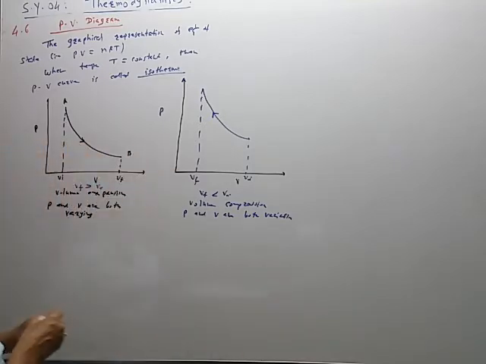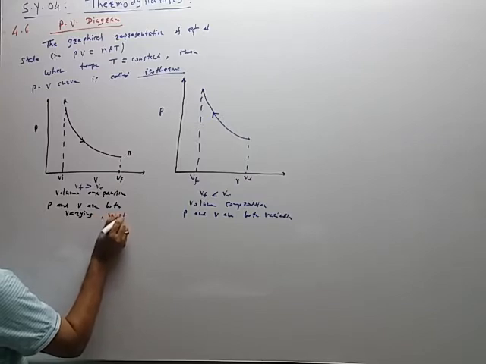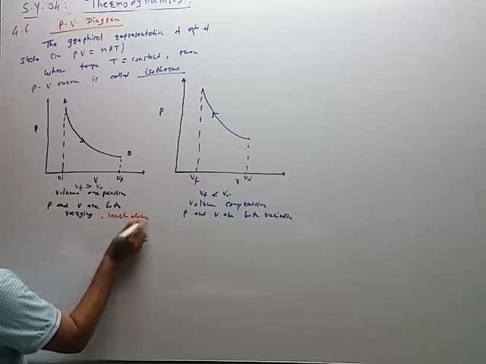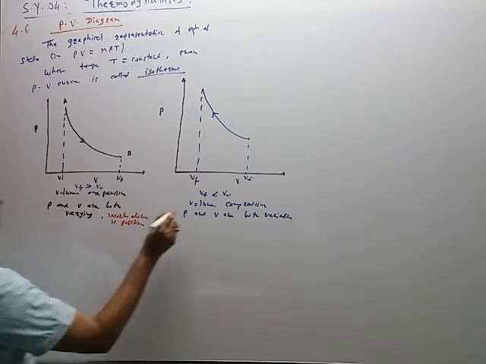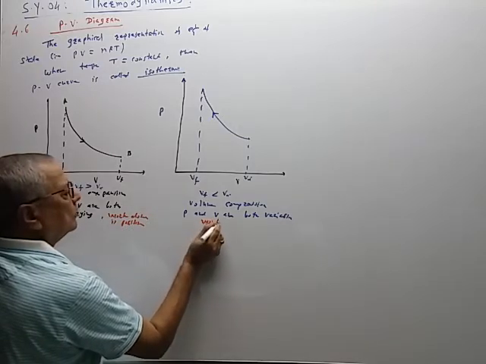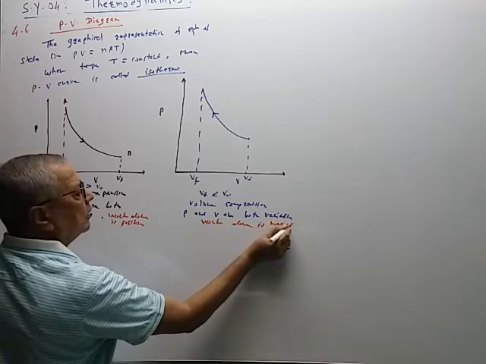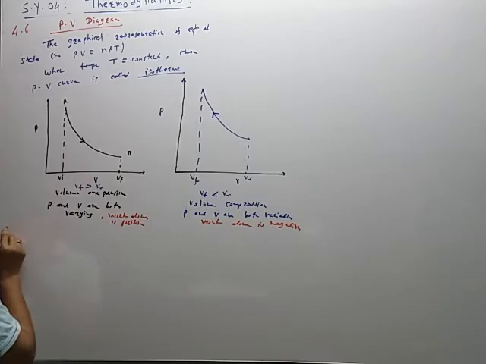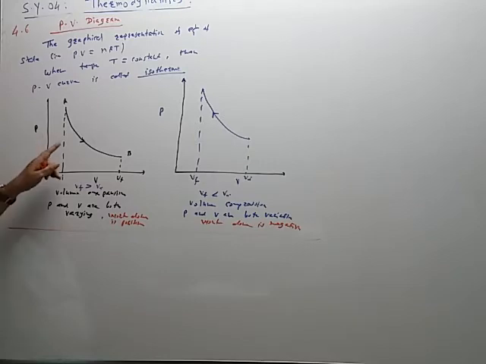So these two cases we have already seen. Work done is positive. On this side, work done is negative. So this part we have seen in the last lecture. Now we are varying only one variable, volume.